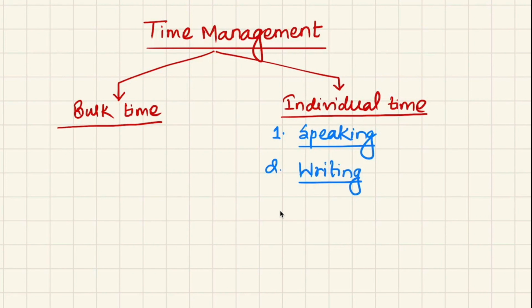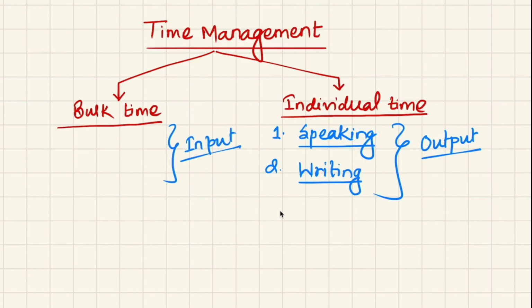Also, I want you to know that speaking and writing both are output-based skills, which means Pearson wants you to think about how much time to spend when you are presenting the information. On the other hand, the questions where your input skills are measured, you get bulk time. And these sections are reading and listening.